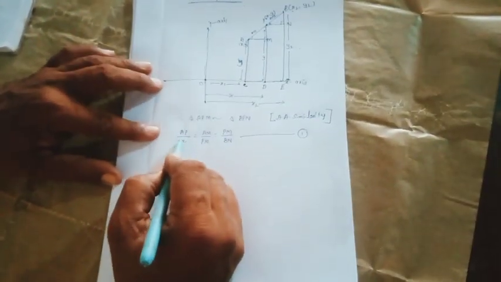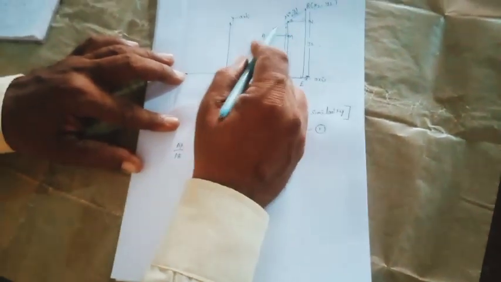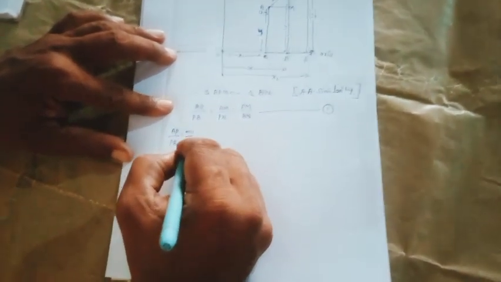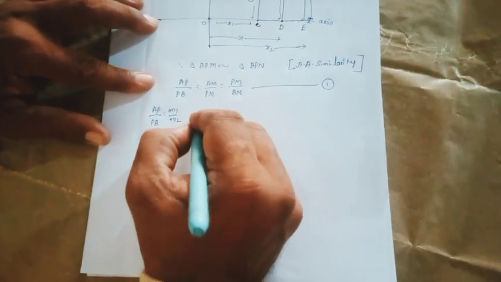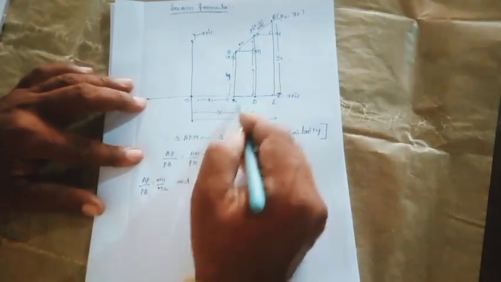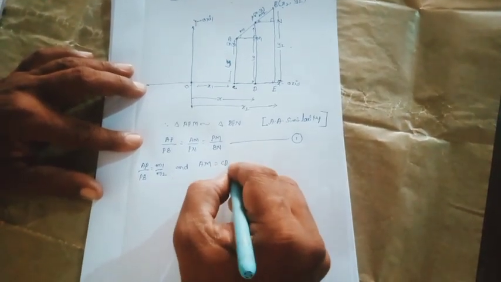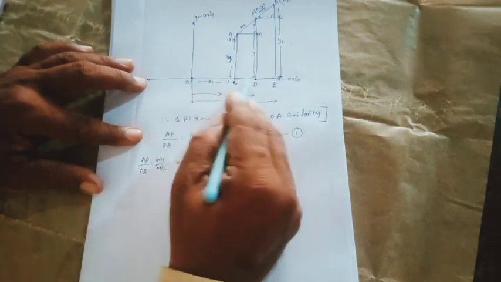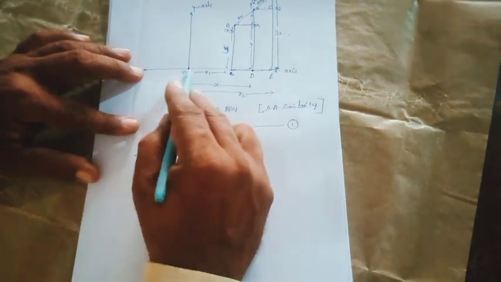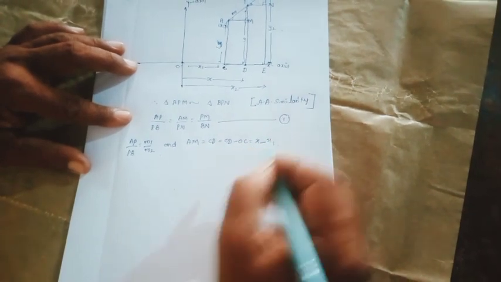Now we know that AP divided by PB, where the length of AP is m1 and PB is m2, is equal to m1 divided by m2. Now take AM. AM is equal to CD, which is equal to OD minus OC, that is x minus x1.